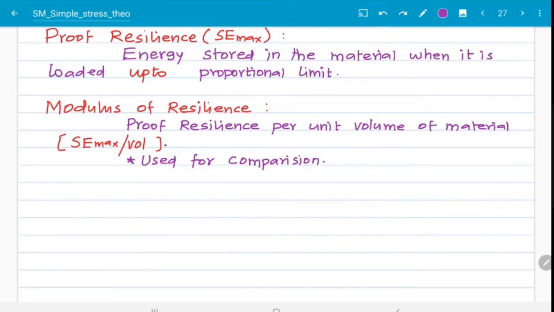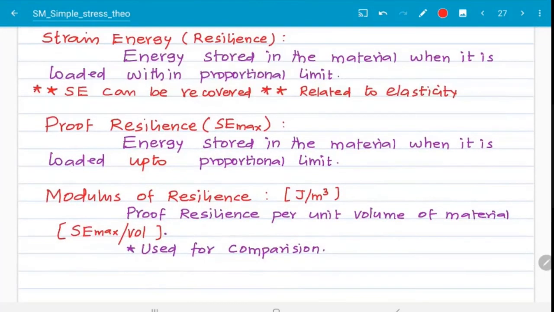Unit of modulus of resilience: joules per meter cube. Then for proof resilience: joules. Resilience or strain energy: joules. Okay, strain energy unit, right?